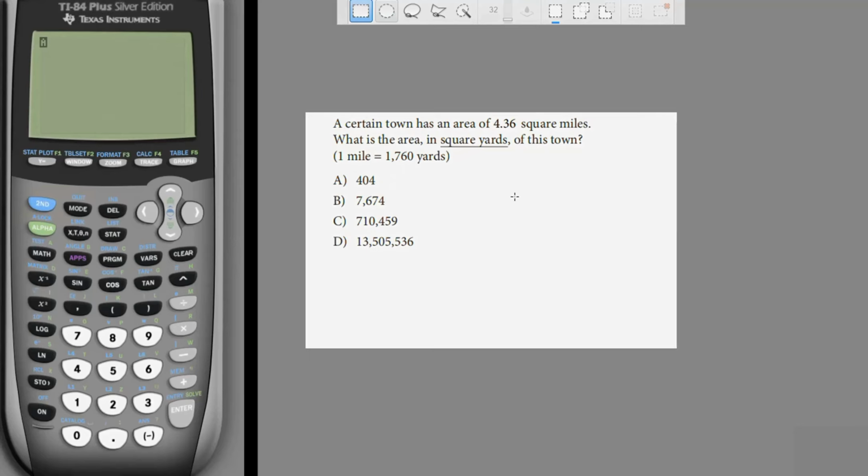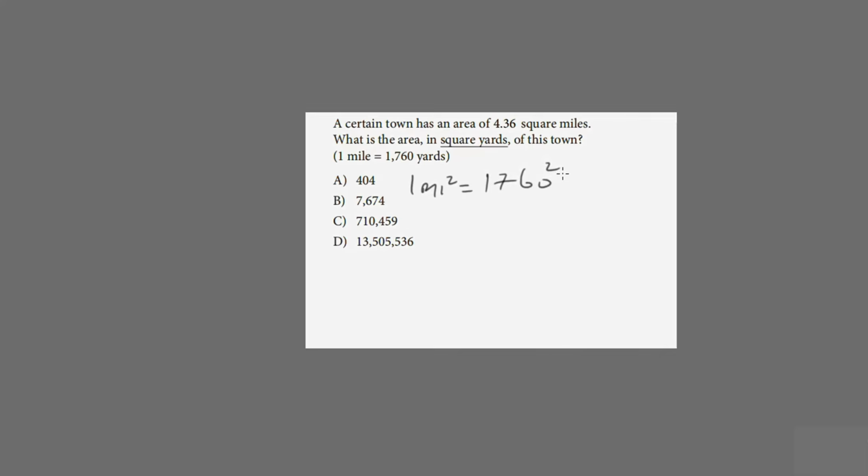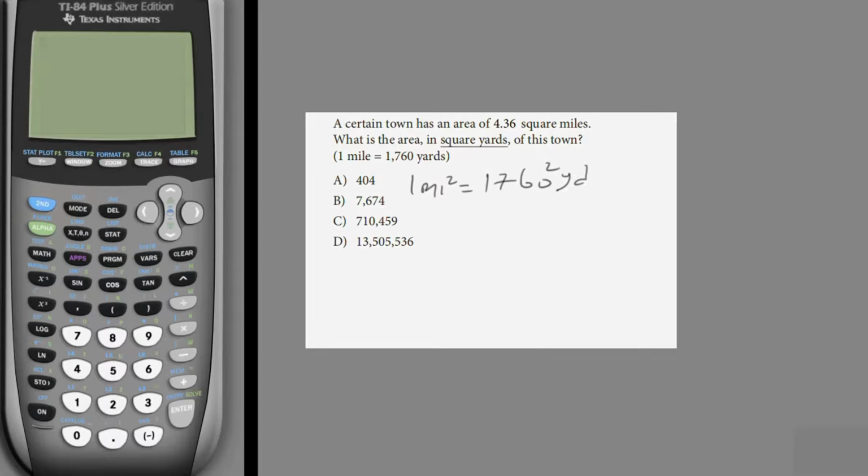Okay, so to solve this question, we already have in bracket, they say 1 mile equals this. So what we are going to do now would be, what will be the value of the yard in square? So 1 mile square equals 1760 square yards. Okay, so let's use a calculator and see the output it is going to give us.